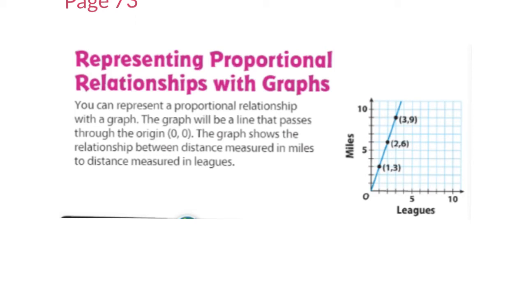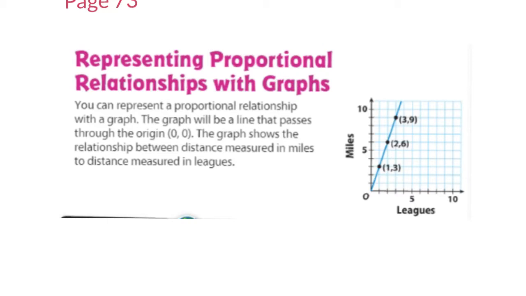Okay, so we're going to continue here with lesson 3.1, and this is on page 73. They took the information from the previous problem where they had distance in leagues and distance in miles, and plotted the points on the quadrant 1 coordinate plane. So here you can see that 1 league is 3 miles, 2 leagues are 6 miles, 3 leagues are 9 miles.